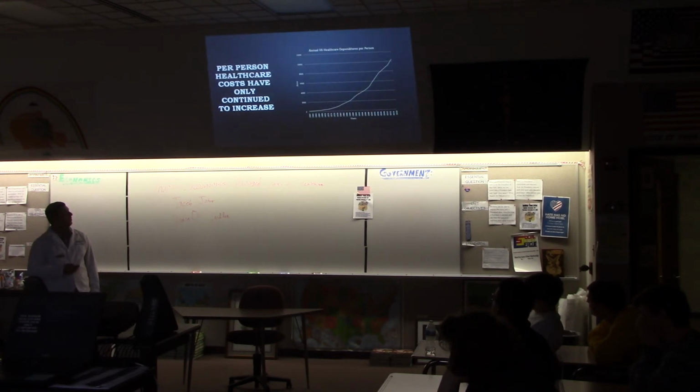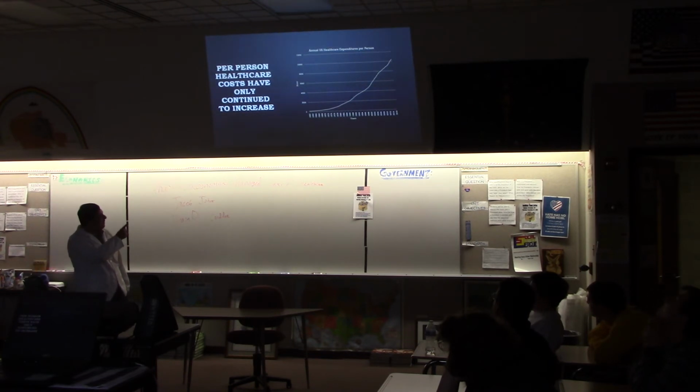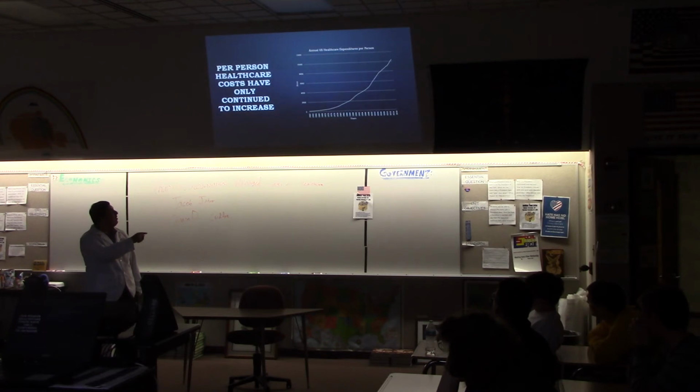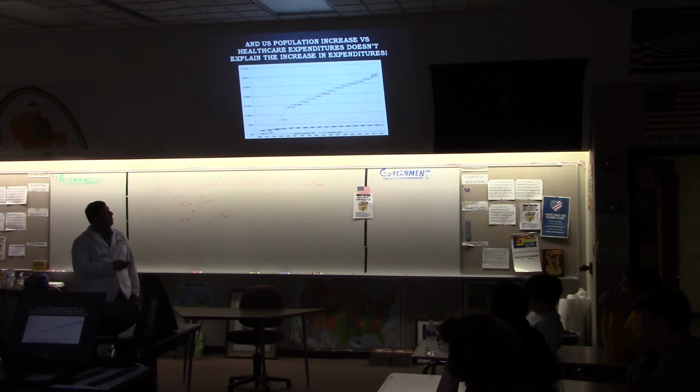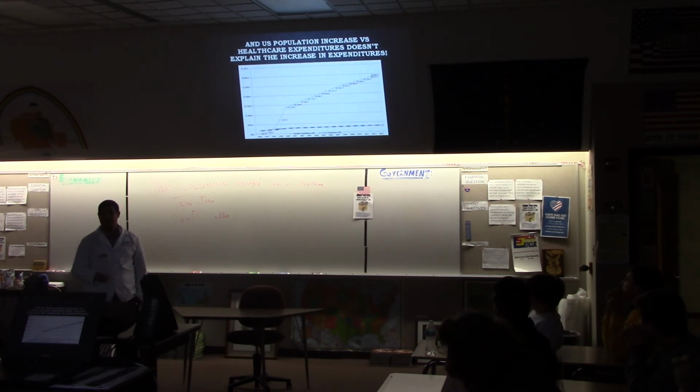So per person healthcare costs have only continued to increase. I don't know if you can really see it, but on the bottom there, 1960 to 2016, you can see that per person each year since 1960 have only increased. And U.S. population increase versus healthcare expenditures doesn't explain the increase in expenditures that we have. Just because our population is increasing, you can see it's not really affecting much of the healthcare expenditures in recent years since 2000. It just jumped up there.